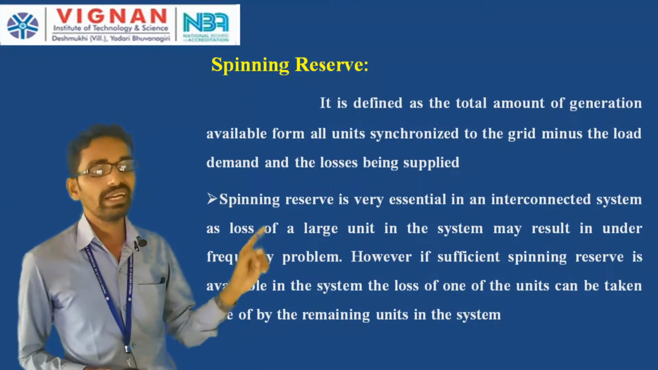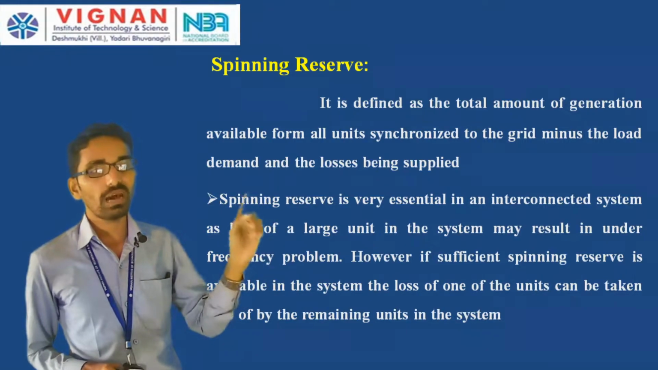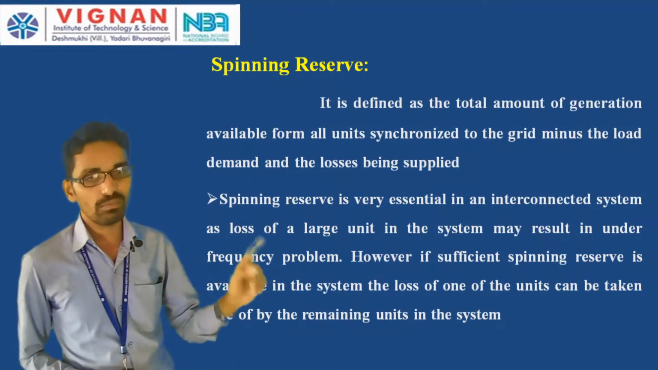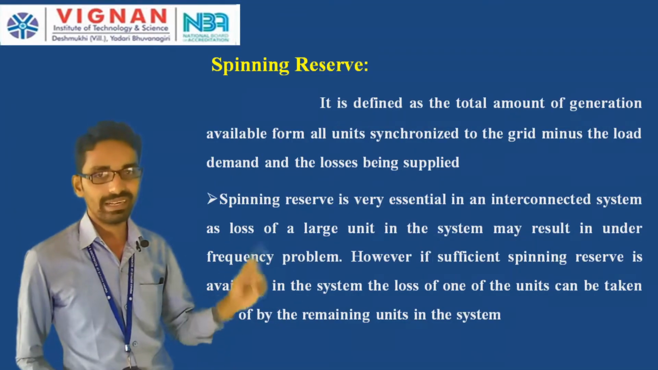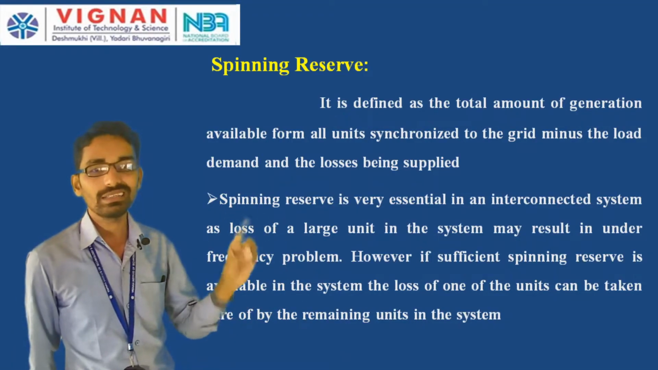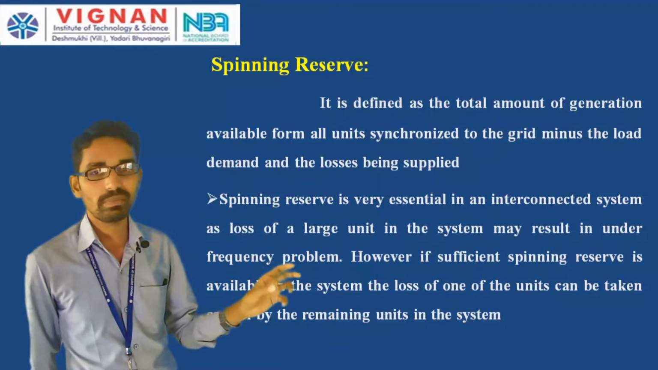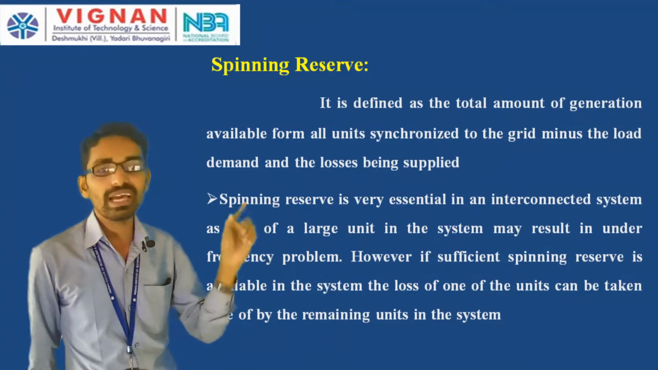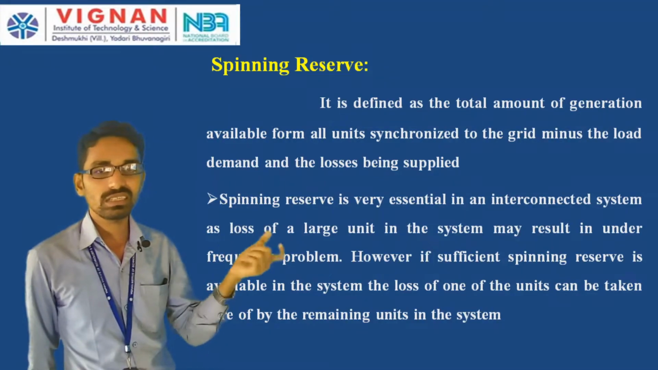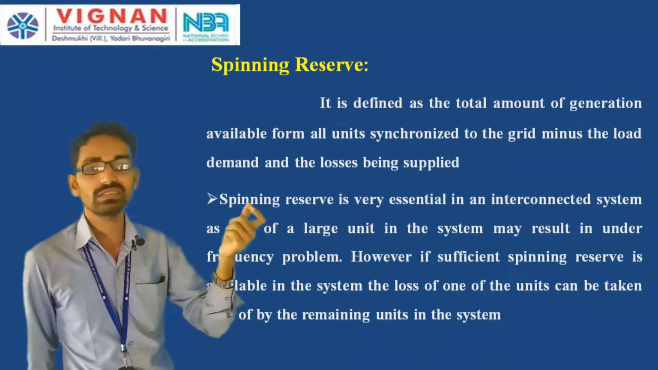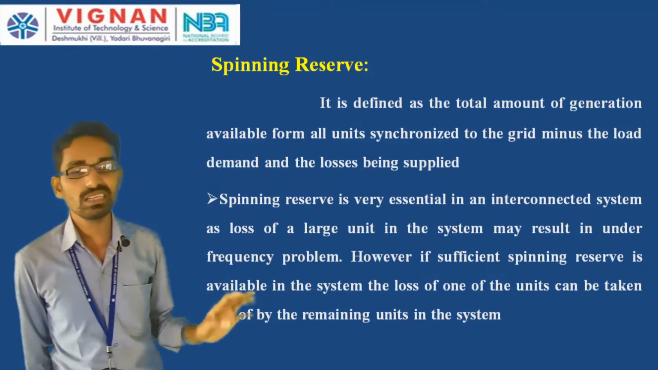It is defined as the total amount of generation available from all units synchronized to the grid minus the load demand and the losses being supplied. We have to subtract the losses being supplied and the load demand from all the generation which is available and connected to the grid. That is the spinning reserve.